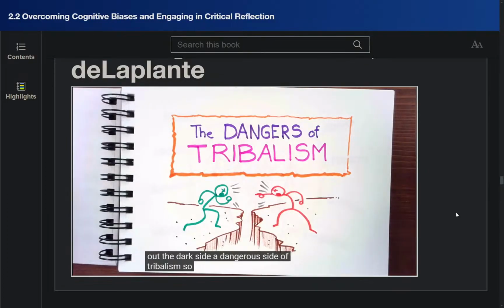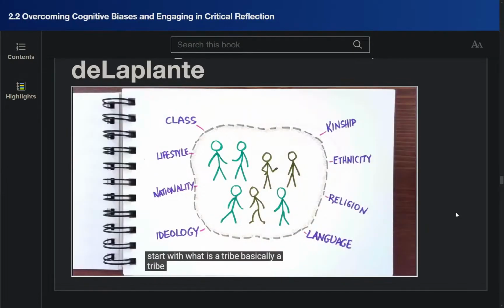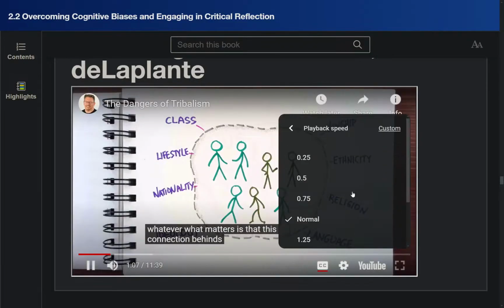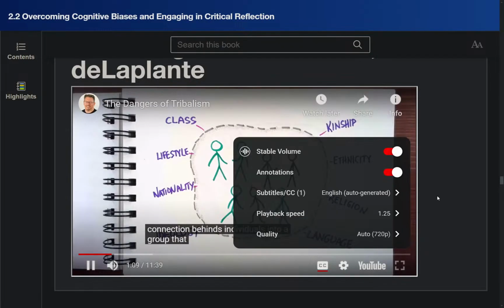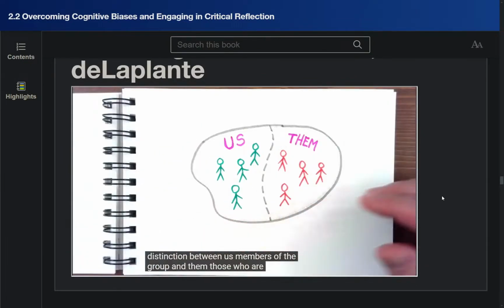So, what is tribalism? We'll start with what is a tribe. Basically, a tribe is a group of people that feel connected to each other in a meaningful way because they share something in common that matters to them. The connection can be based on just about anything: kinship, ethnicity, religion, language, culture, ideology, favorite sports team, whatever. What matters is that this connection binds individuals into a group that allows them to make a distinction between us, members of the group, and them, those who are not members of the group.